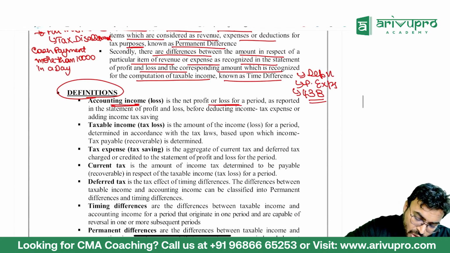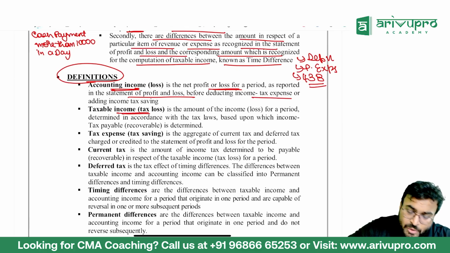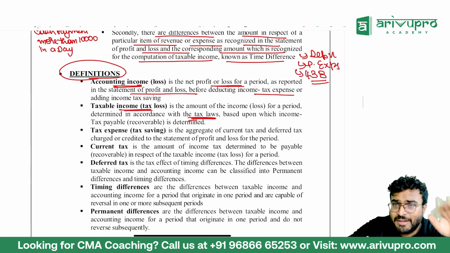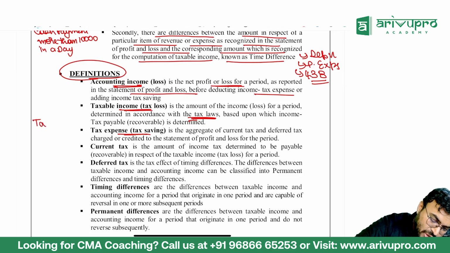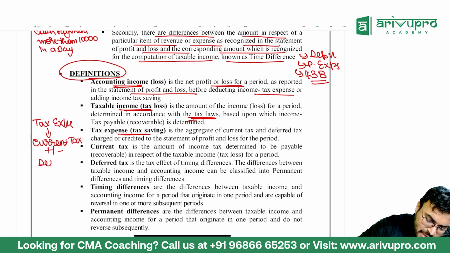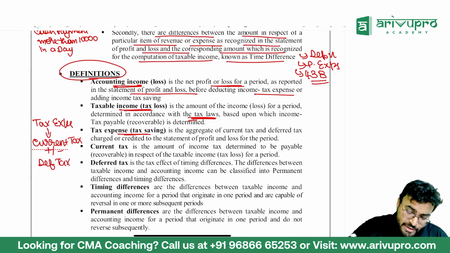Definitions. Accounting income or loss: this is what is there in your P&L, the net profit or loss as reported in the P&L before deducting income tax expense. Taxable income: this is what you are calculating as per tax law, income as per tax law. Tax expense: when you're talking about tax expense, this is current tax plus or minus deferred tax.